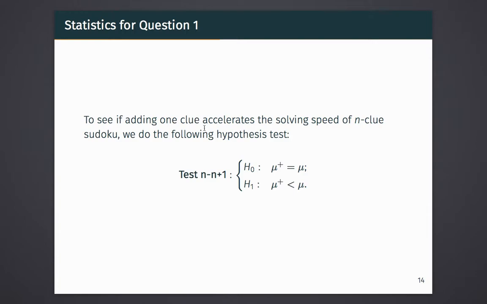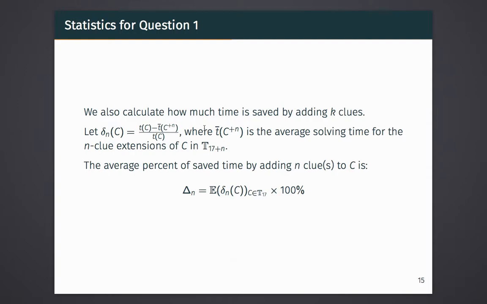Now let's do the concrete question. For question 1, in order to see if adding one clue accelerates the solving speed of n-clue Sudoku, we do the following hypothesis test. Hypothesis 0 says that the average solving time remains the same, and hypothesis 1 says that the average cost time is less than the original solving time after clue addition. Besides, we can also calculate how much time is saved by adding k clues. We may define big delta n as the following, which means the average percent of saved time by adding n clues to the original Sudoku puzzle.